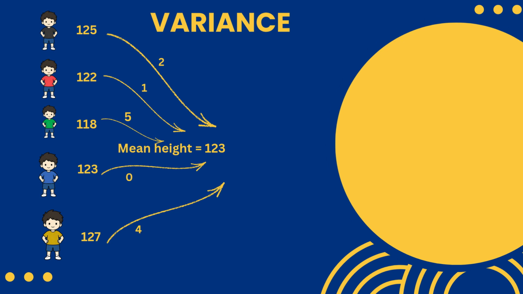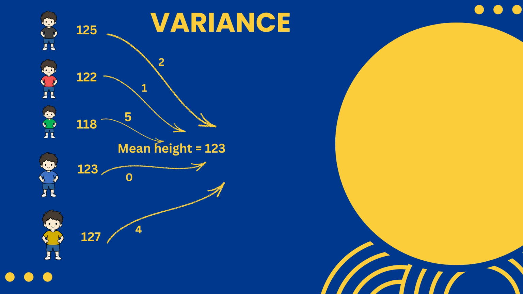122 is 1 unit below the mean. 118 is 5 units below the mean. 123 is exactly equal to the mean, so the deviation is 0. 127 is 4 units above the mean. So these differences are called deviations from the mean.